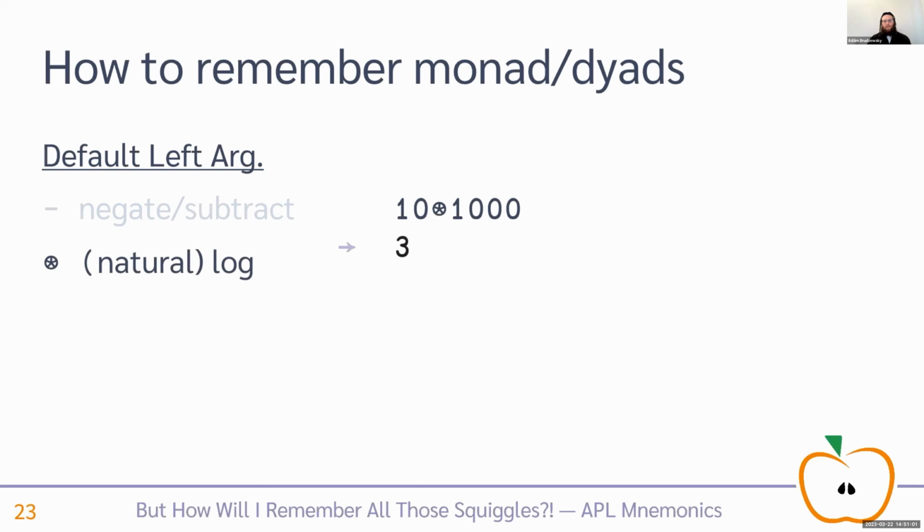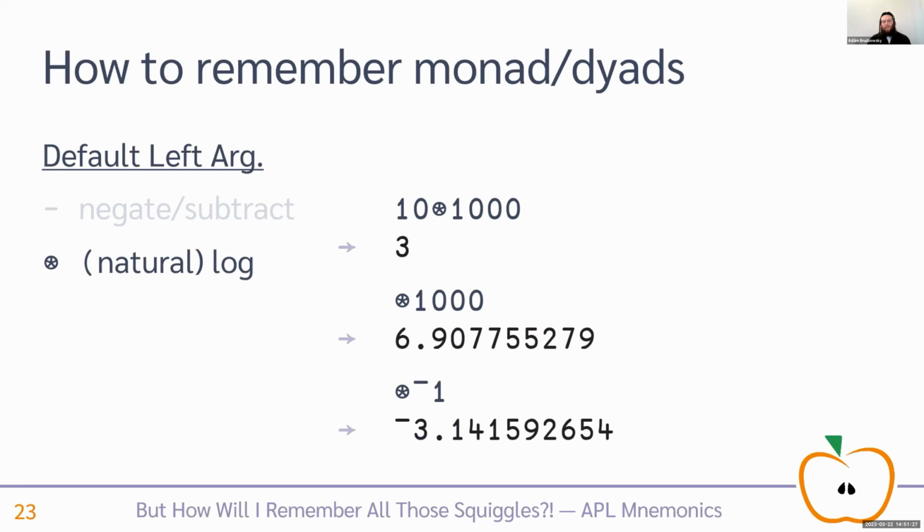That's 3, because 10 to the power of 3 is 1,000. So the logarithm is the opposite or inverse of power or exponentiation. If we try it with just one argument, the logarithm of 1,000, we get some strange result. If we try it with -1, you should recognize this as negative pi. And this might hint at what the default left argument is. It's e. And so this last example, you could derive that from Euler's famous formula.